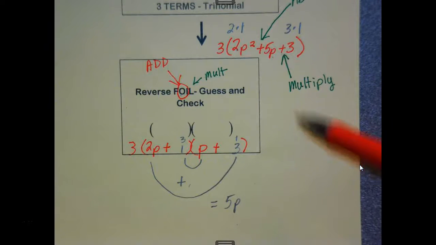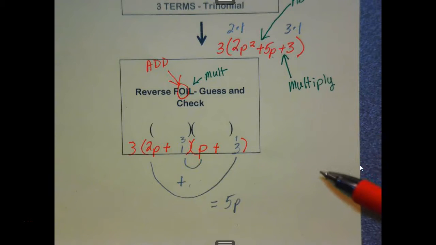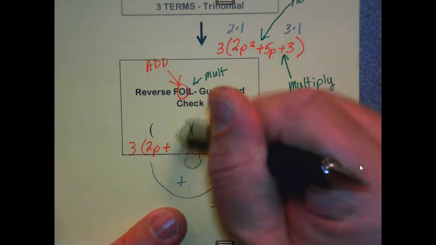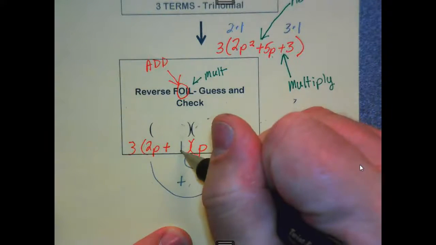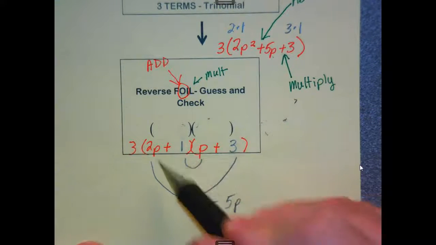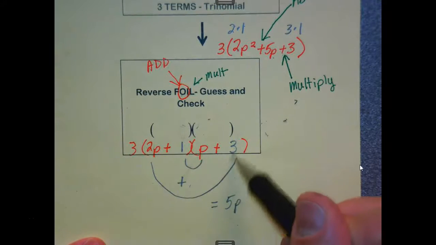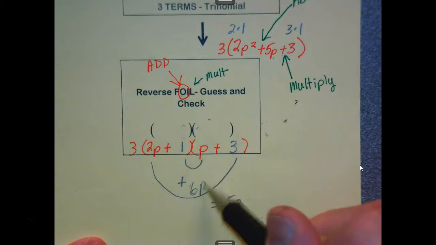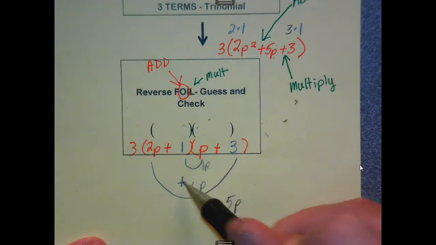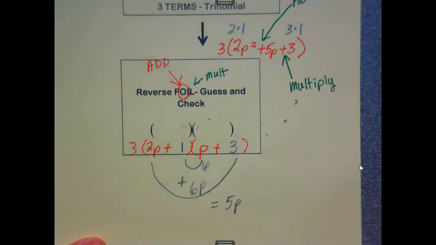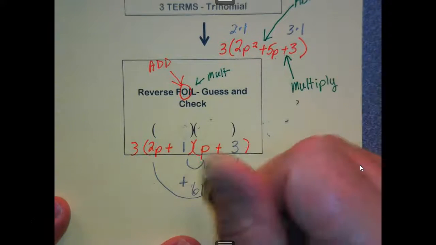The F and the L multiply. All right, so here we go. If I choose the 1, then the 3, let's see, 2p times 3 is 6p. 1 times 1p is 1p. Does 1p plus 6p equal 5p? No. So it's not that.